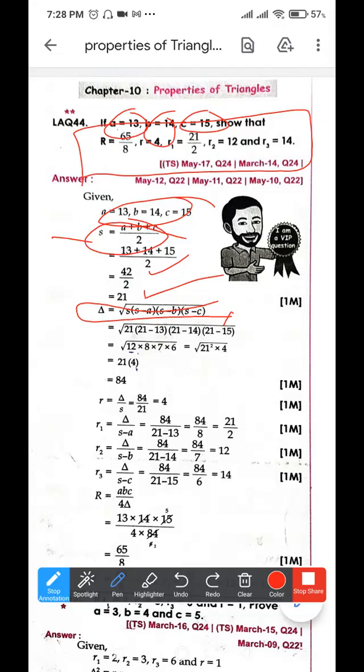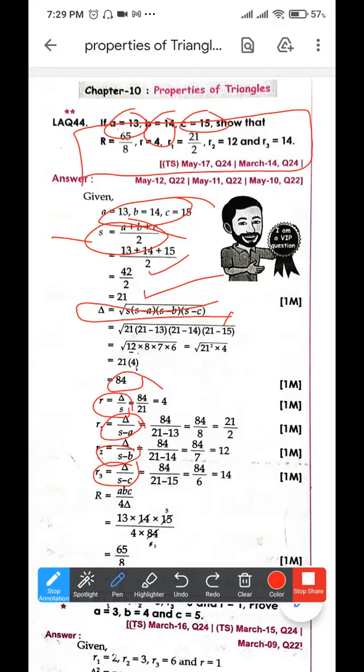Okay. Using this delta formula, we found the value of delta. That is your area. Area of triangle is 84. Then what is R1? R1 is delta by S. Delta by S. What is delta? 84 by S is 21. R1 is delta by S minus A. R2 is delta by S minus B, and R3 is delta by S minus C.